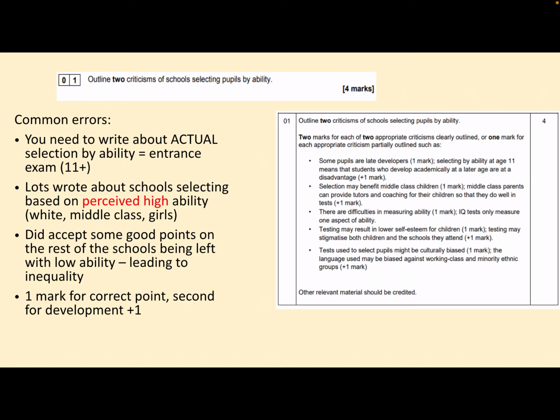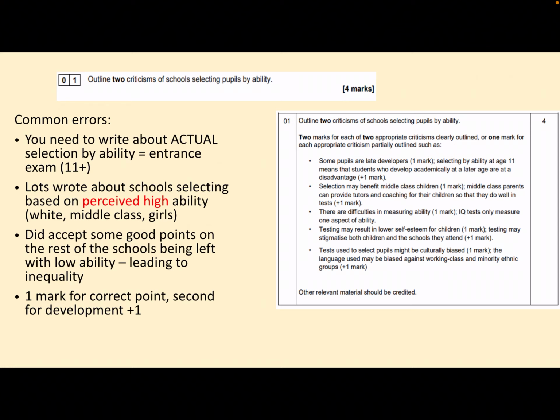Now, the main problem with this question was lots of you didn't interpret the question correctly. Selecting pupils by ability is when schools select after a selection test or an entrance test. So you needed to write about actual selection by ability, and the most famous entrance exam, of course, is the 11 plus. Although some other schools, particularly private schools, will use some selection tests as well.